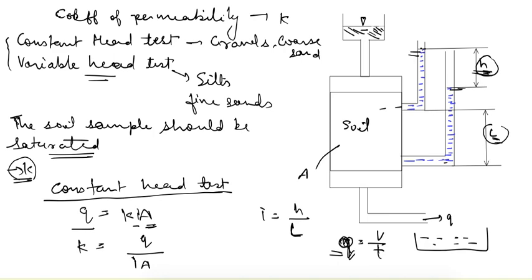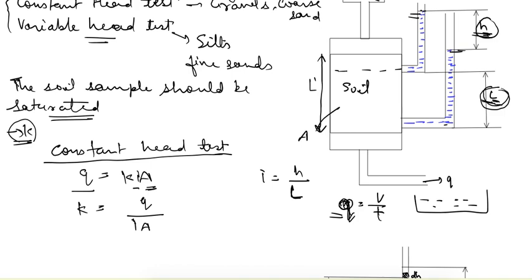It is not necessarily the total length of the sample. In this case the length of the soil sample is this much, let's say L dash, but the length of flow between the two piezometers is small l. We have to take care of this point, because we should take the length of flow between the two piezometers, not the length of the soil sample.